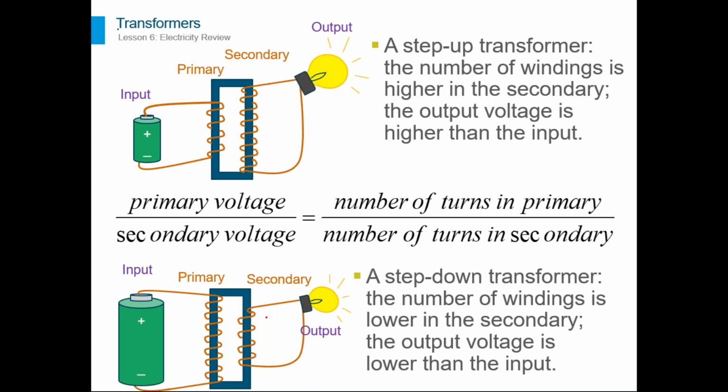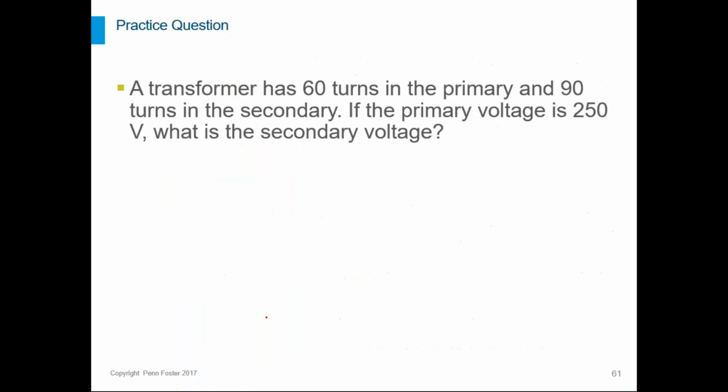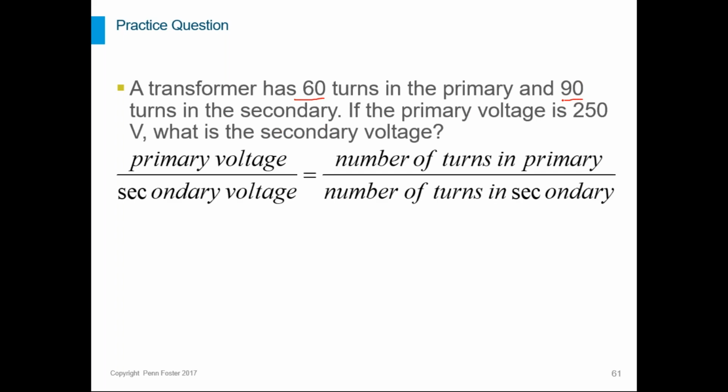A transformer has 60 turns in the primary and 90 turns in the secondary. If the primary voltage is 250, what is the secondary voltage? So our primary has 60 and our secondary is 90. So our number of turns is increasing. That means our voltage is going to increase too. So let's do the math and figure out how much.